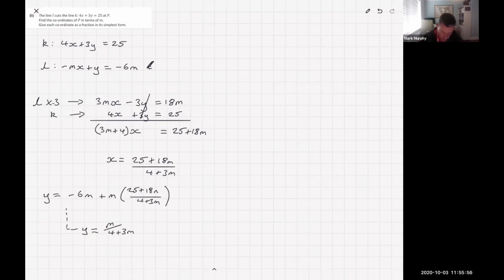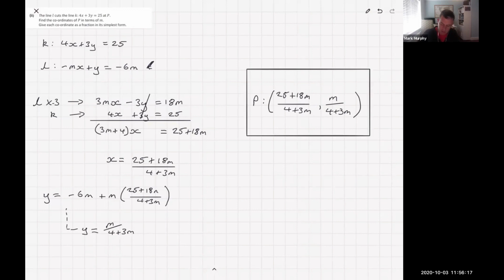So the answer then, the coordinates for P are the x value, which is 25 plus 18m all over 4 plus 3m, and the y coordinate is m over 4 plus 3m. Okay, that's the answer to that.